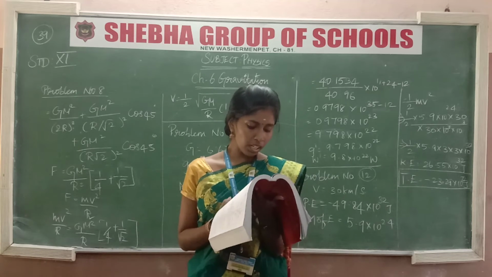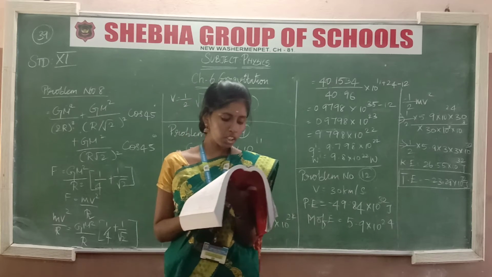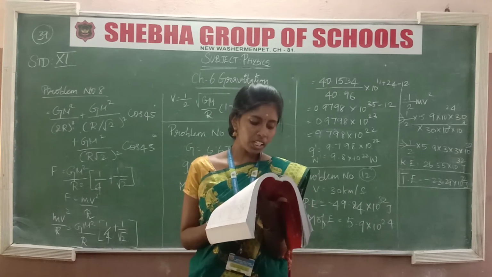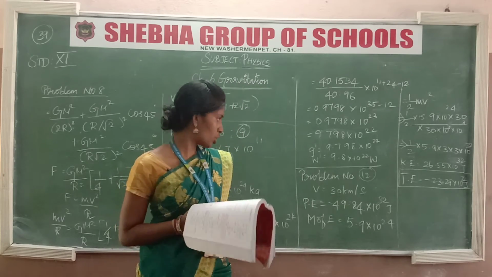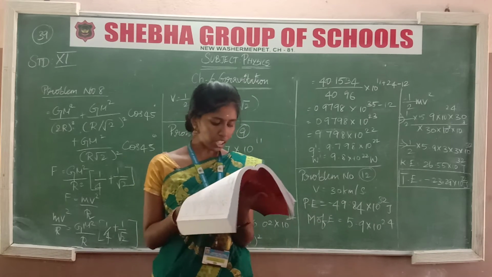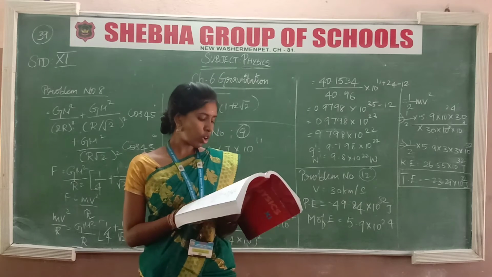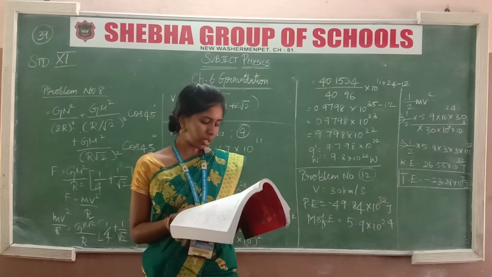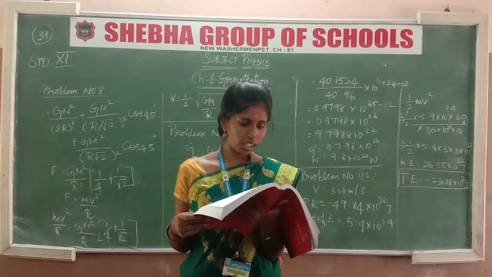So the given velocity is equal to 30 km per second. The total potential energy is minus 49.84 into 10 to the power of 32 joule, with the mass of the Earth 5.9 into 10 to the power of 24. Once we calculate total potential energy, to get total energy we need the kinetic energy value too, right?